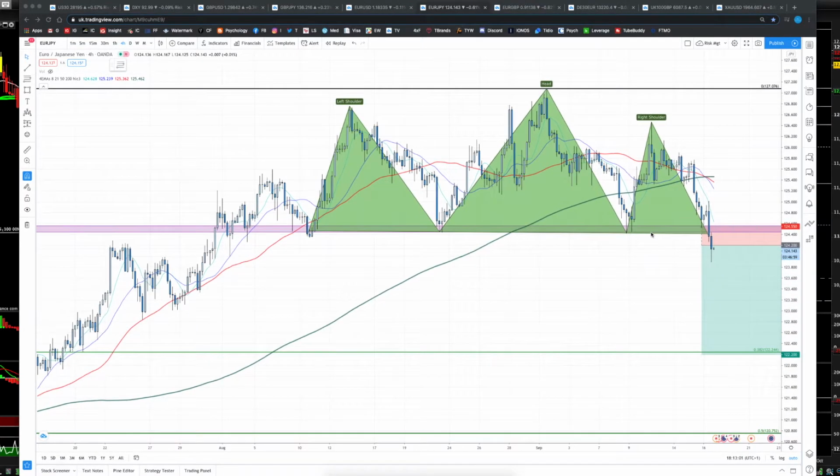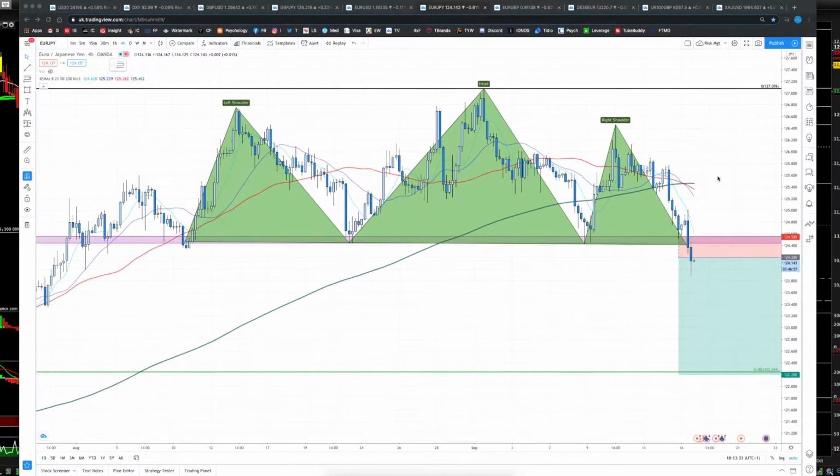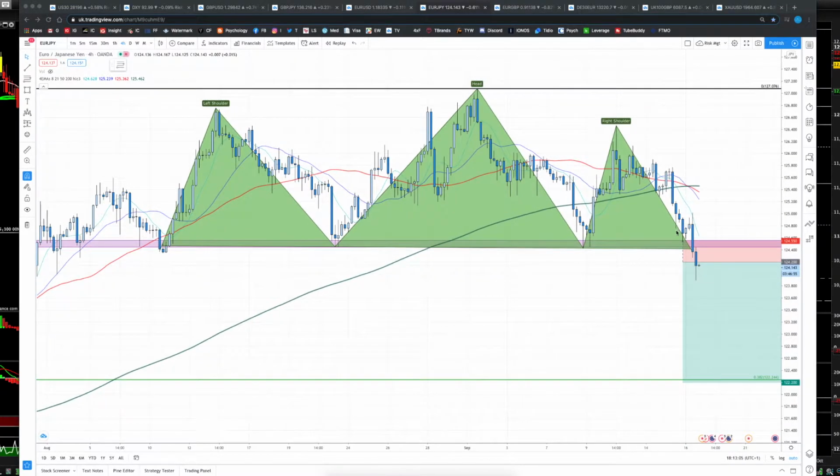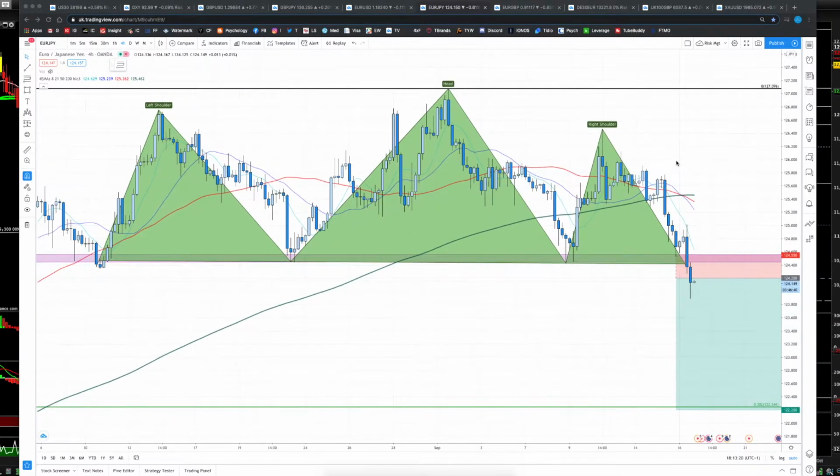So this is the euro yen. This is currently happening as we speak. We've had a nice move down, so example 1 would be to enter on the failure of the right shoulder, or the formation of the right shoulder, which you can see a sharp decline there. This is a 1 hour chart.